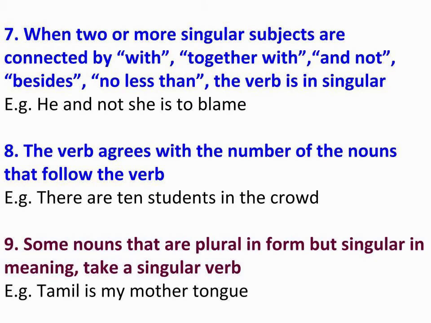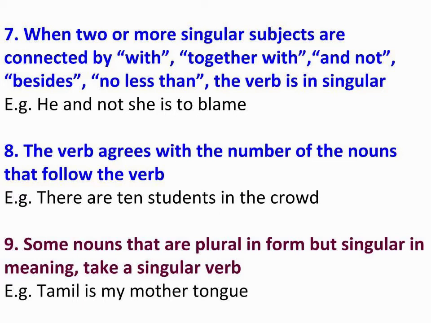Now let us see the seventh rule. When two or more singular subjects are connected by with, together with, and not, besides, no less than, keep in mind, the verb is in singular. For example, he and not she is to blame.